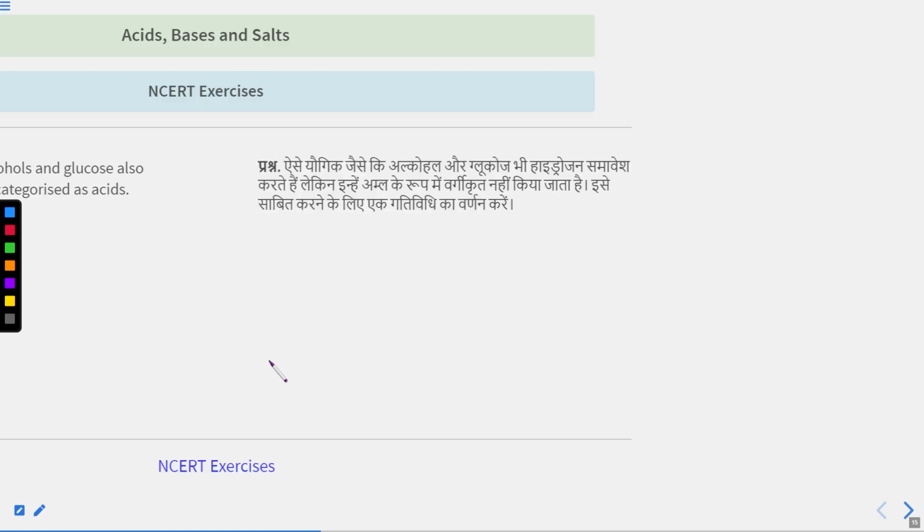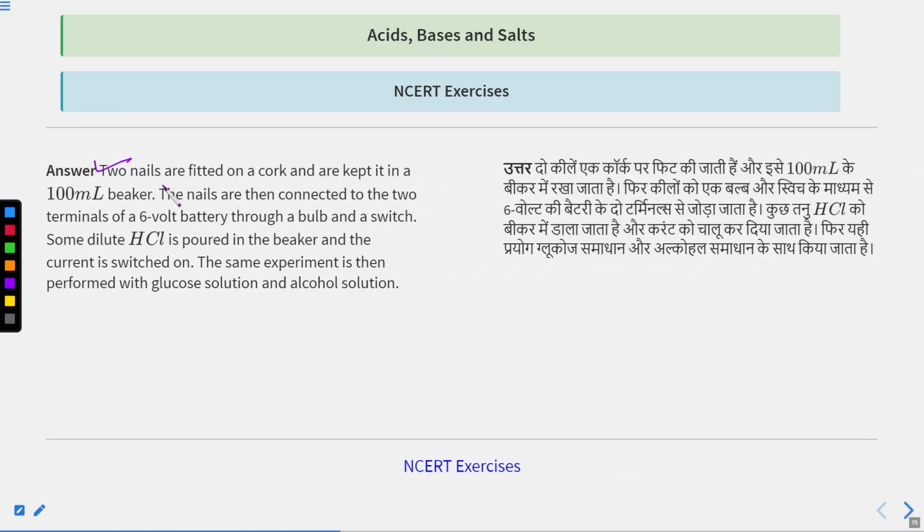So the correct answer to this particular question is this activity. Two nails are fitted on a cork and are kept in a 100 ml beaker. The nails are then connected to two terminals of the 6-volt battery through a bulb and switch. Some dilute HCl is poured in the beaker and current is switched on. So definitely current will pass. The same experiment is then performed with glucose solution and alcohol solution, but then current does not pass. Because in case of HCl, H positive ions are there, so it is acidic in nature, but in case of glucose solution and alcohol solution, no H positive ions will be there, so these are not acidic solutions.